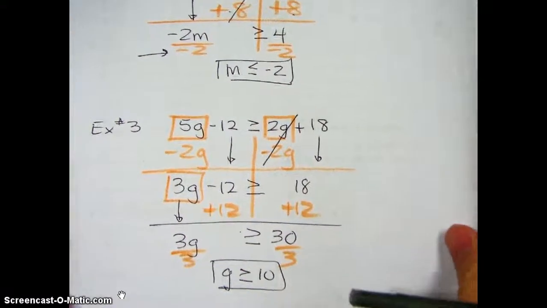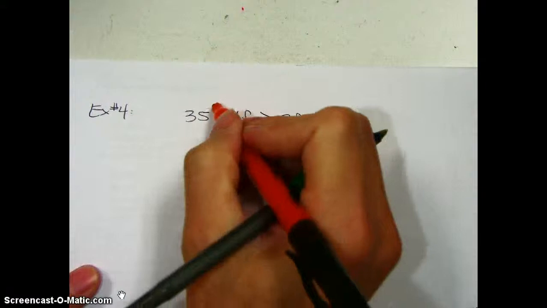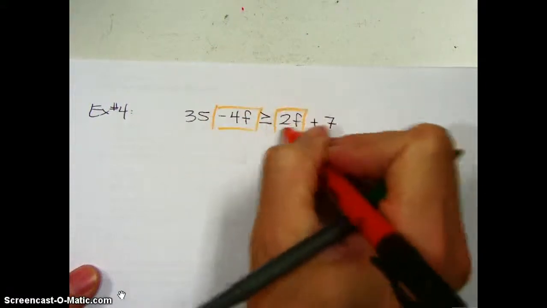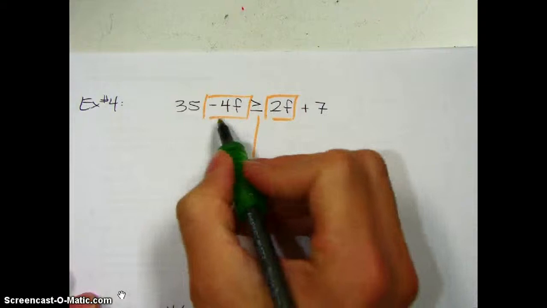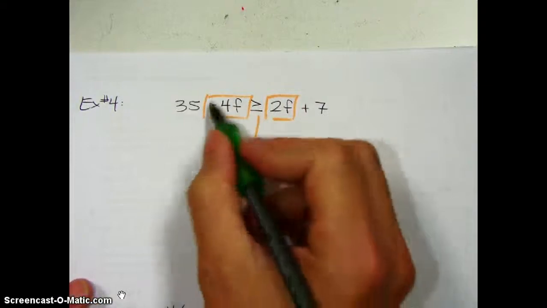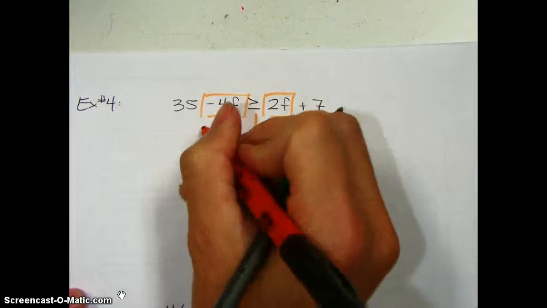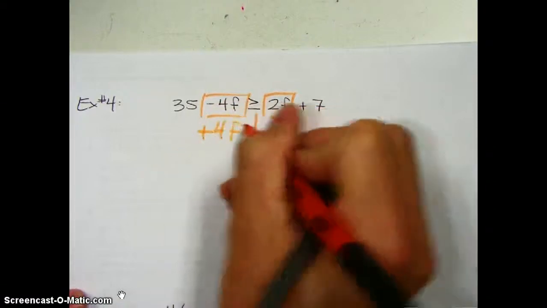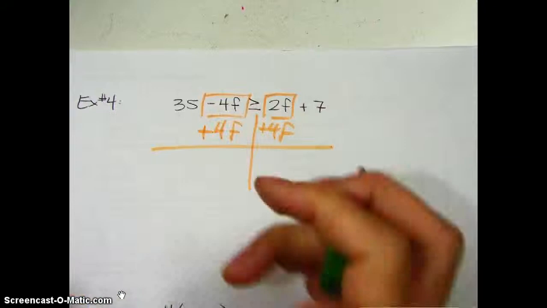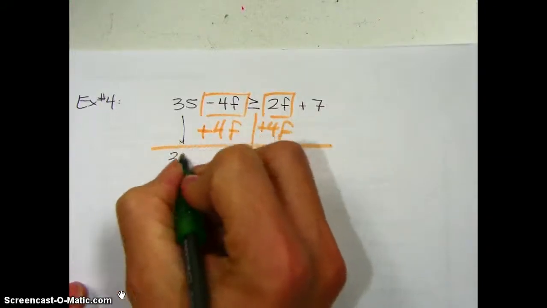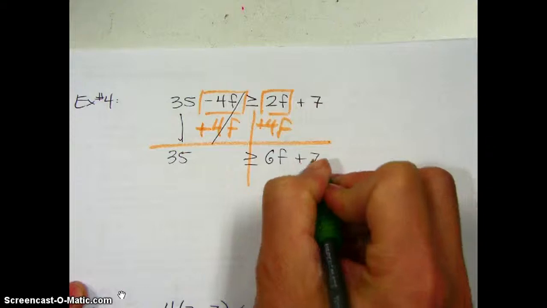Okay, let's take a look at some more challenging type of questions. Let's take a look at this next one. Once again, I have variables on both sides of the inequality. I don't want them on both sides. I can move either this one this way, or I can move the 2f this way. I'm going to try to keep my variables positive, so I'm going to add 4f to both sides. You could have also subtracted 2f, doesn't matter. So if I bring down the 35, those cross out, I get 6f and then positive 7.